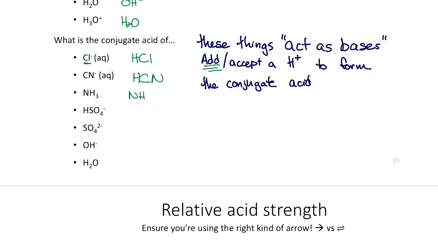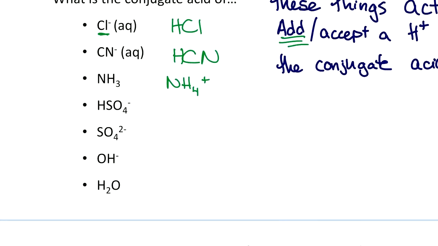NH, how many? 4, and what's the charge? Plus, perfect. All right, the conjugate acid of HSO4- would be H2SO4. Any charge? No. The next one, and this one's tricky, right?